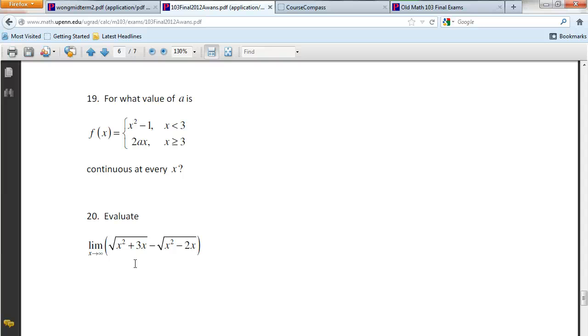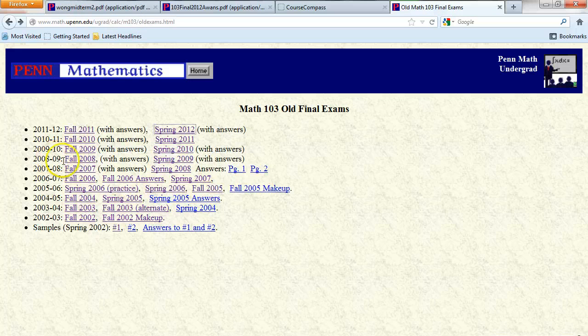All right. It looks like number 20 was on Professor Wong's exam. Exactly. Fall 2008, number 1 and number 10. Fall 2008, number 11 and number 10.